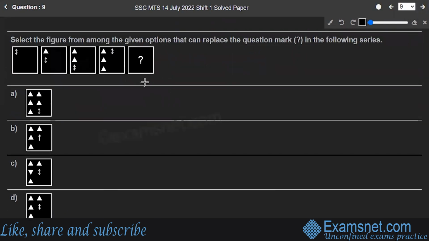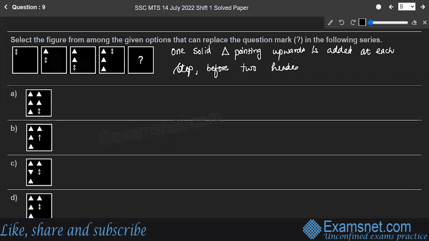Question number 9. Select the figure from among the given options that can replace the question mark in the given series. So this is the given series and you have to find out what will come at the place of the question mark. Right. So here you notice one thing, there needs to be a pattern. Whenever you're solving such type of questions, there is definitely a pattern and you need to understand that one. So first thing, one solid triangle pointing upwards is added at each step.